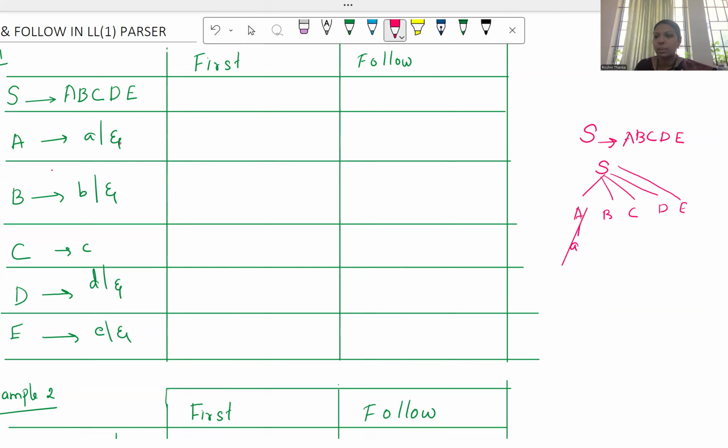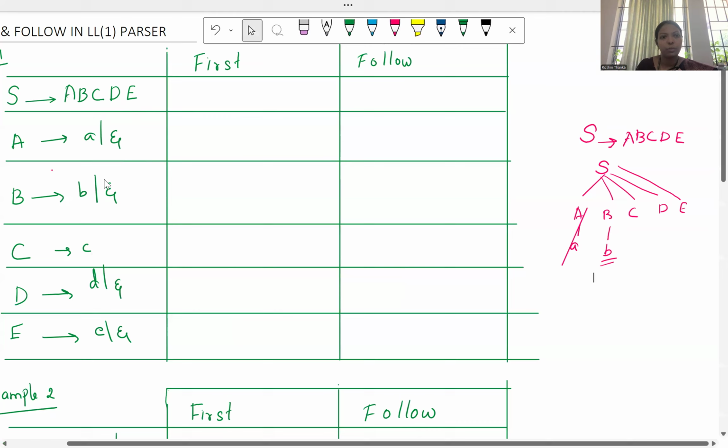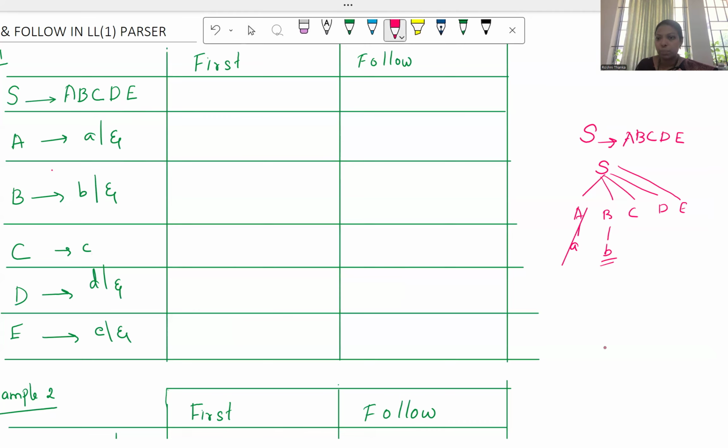So who is the next input symbol? B. So what is the derivation of B? B can be small b. So in this case, what is First of S? Whenever I generate any string out of this production S, I will get b. Also, there is an alternative for B, that is epsilon, which means empty string. So this can also not be there.